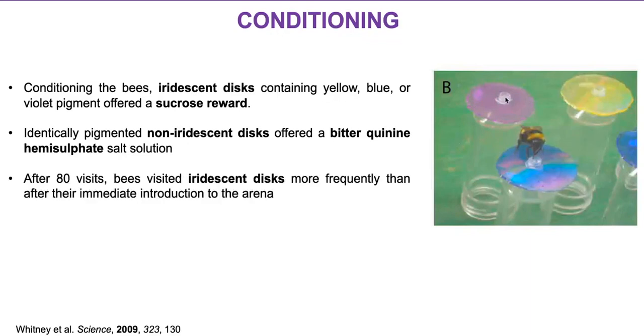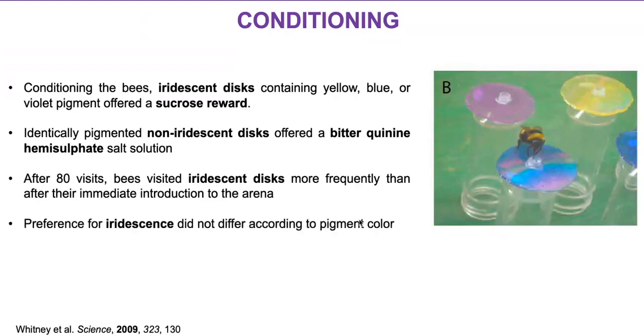So now the idea is, what happens if the bees visit? You leave the bee in a bitter reward, where will it go? Will it go randomly to one place, or will it recognize only iridescent colors, not pigmented color? And this was the example.